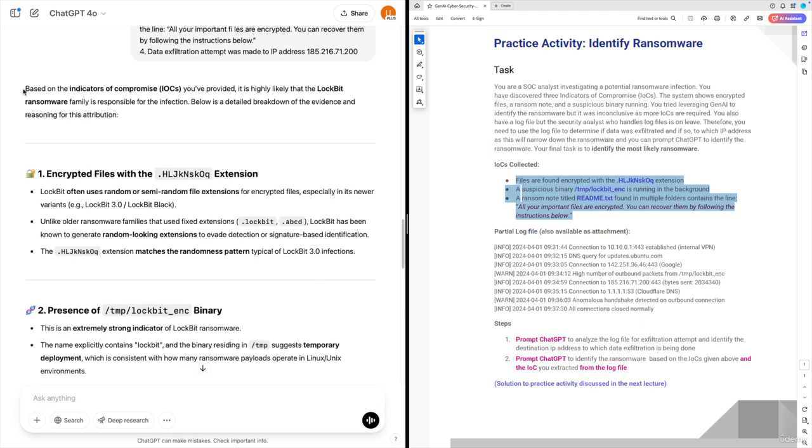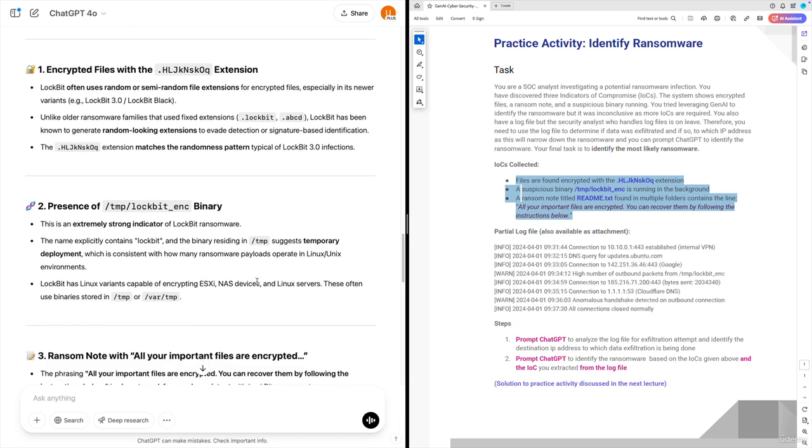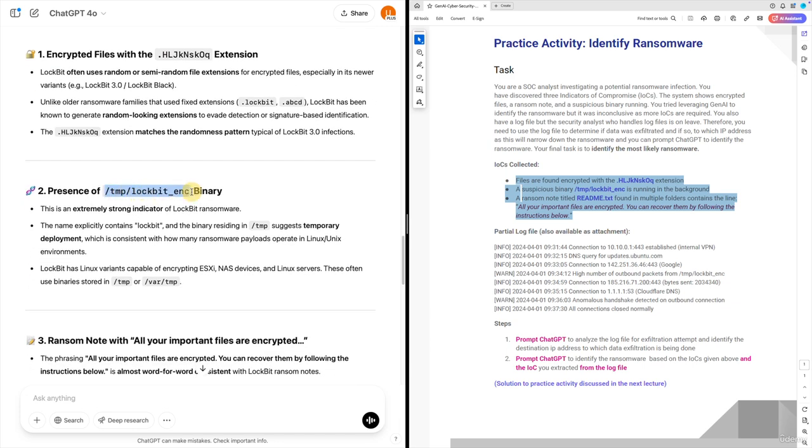There you go. Based on the indicators of compromise you have provided, it's highly likely that the Lockbit ransomware family is responsible for the infection. Now let's see the reasoning behind it. Number one, encrypted files are using this extension, which is known for Lockbit. Second reason, the presence of this binary or this executable. It's a suspicious process which is running in the background, and it's an extremely strong indicator of the Lockbit ransomware. Moreover, the name also contains the name Lockbit.